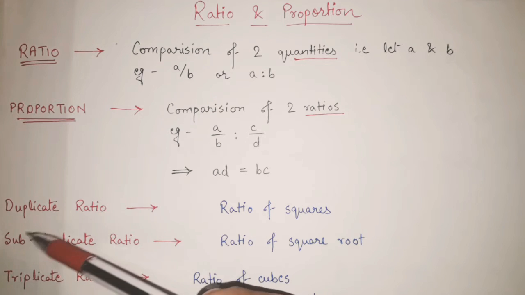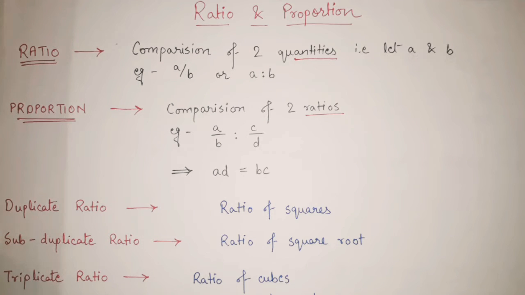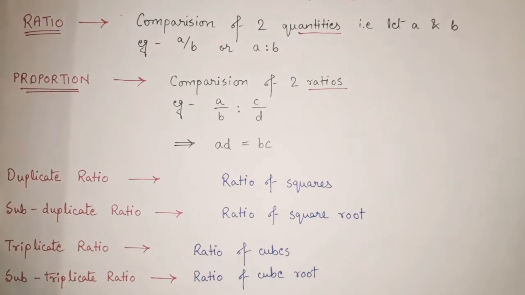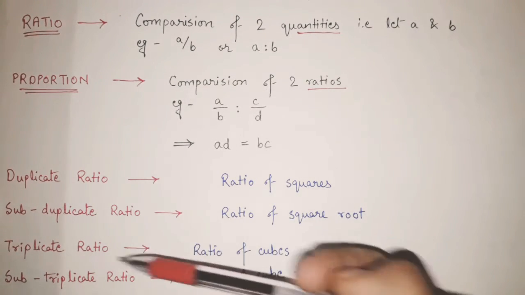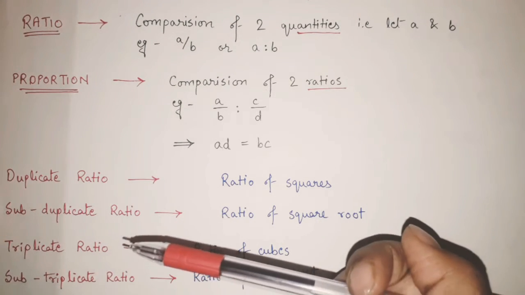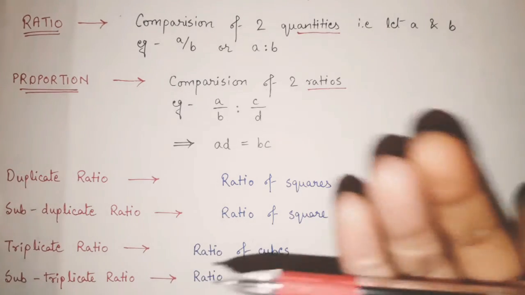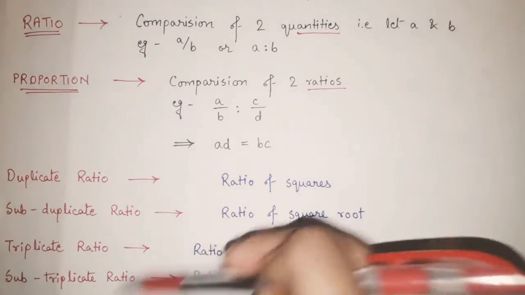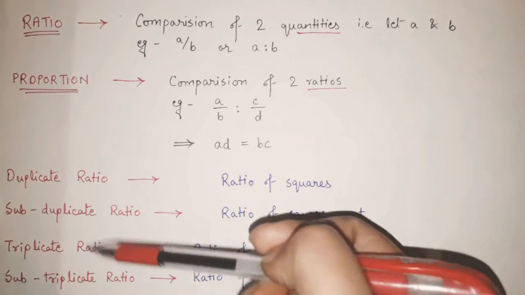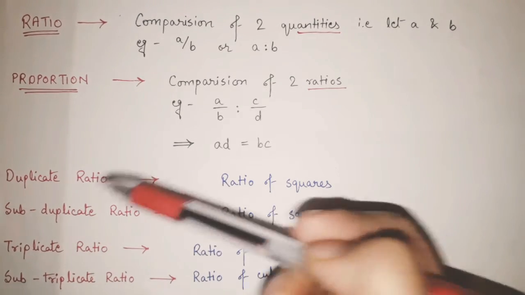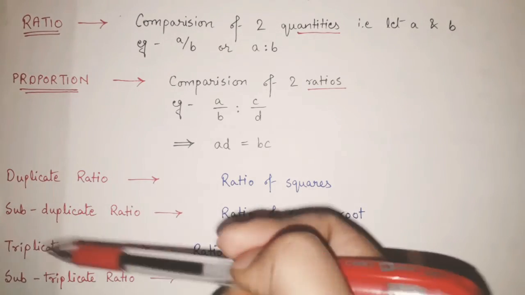We have something known as duplicate ratio. What is duplicate ratio? Sometimes these four terms are important and I am telling you about them because in standard exams like GATE, direct questions have been asked on them. So if you know just the meaning of these four terms, you can answer those direct questions.